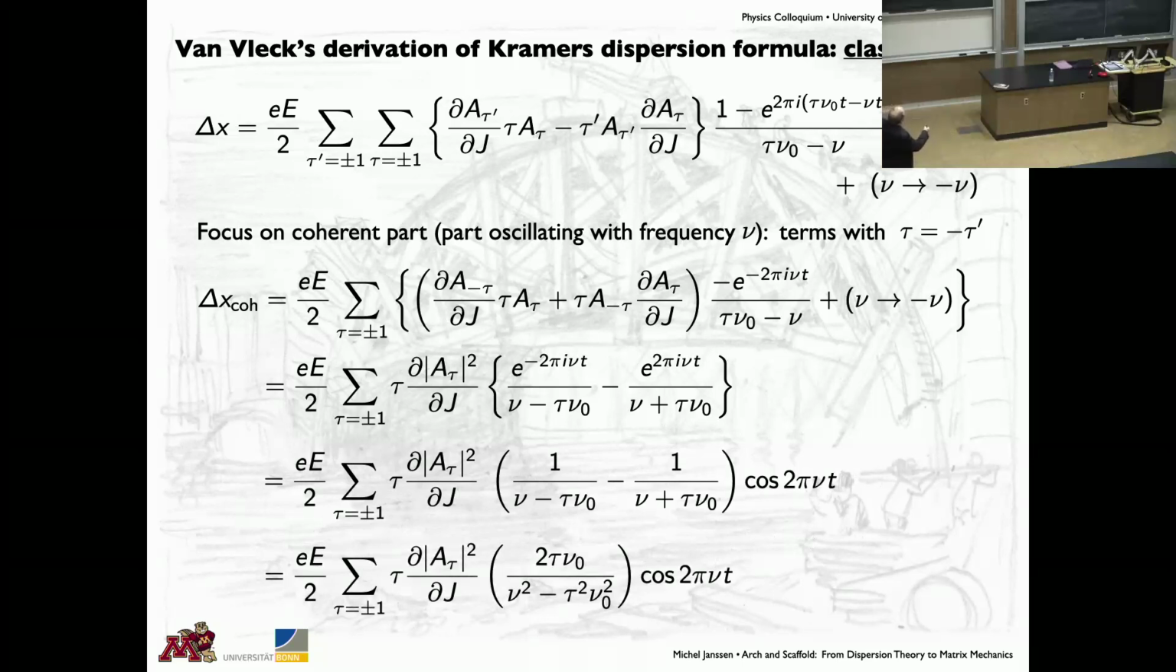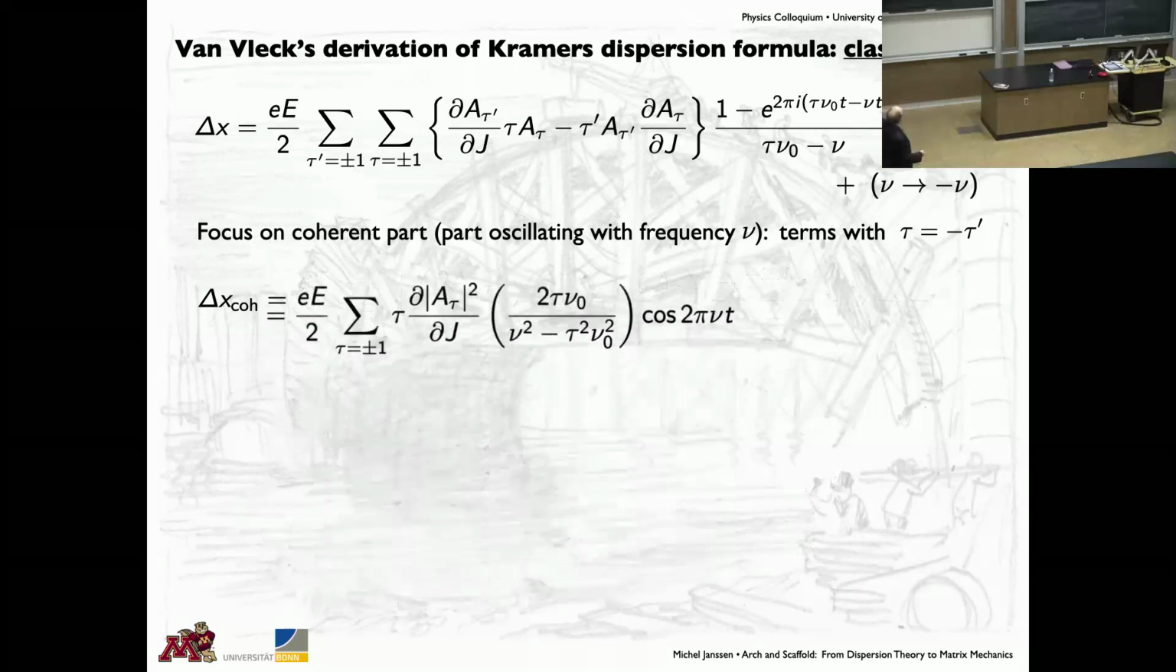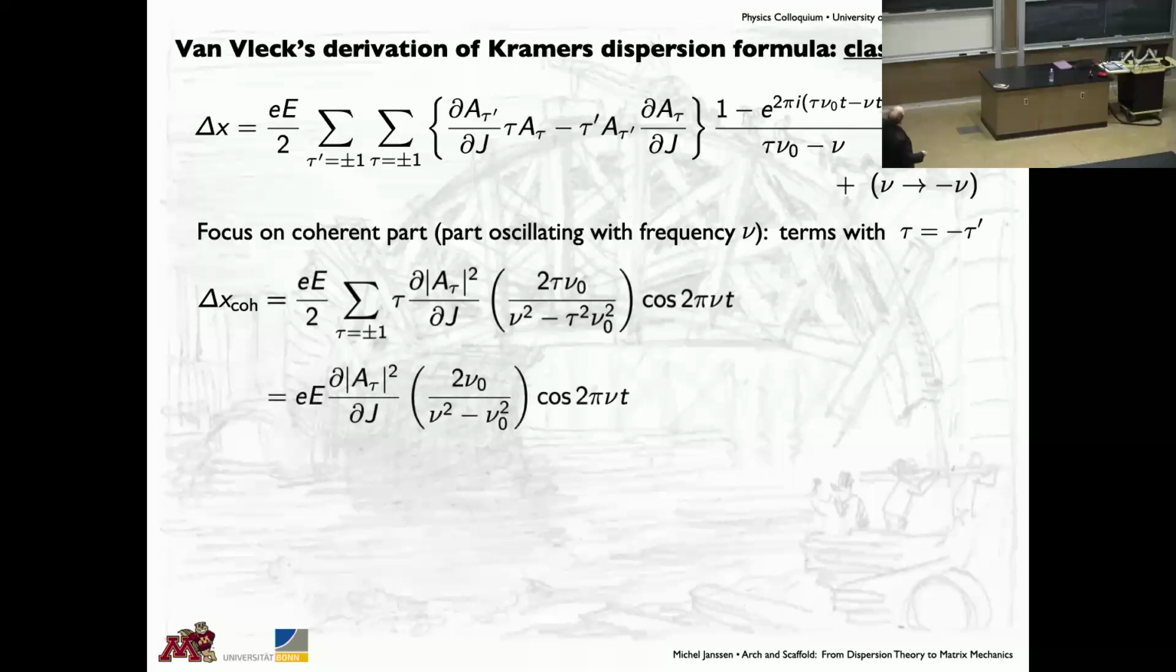You see now there's tau squared and tau squared, so these tau plus or minus 1 are just the same. So instead of the sum, you just get an extra factor of 2, right? So that would be this. And so now we're almost there.